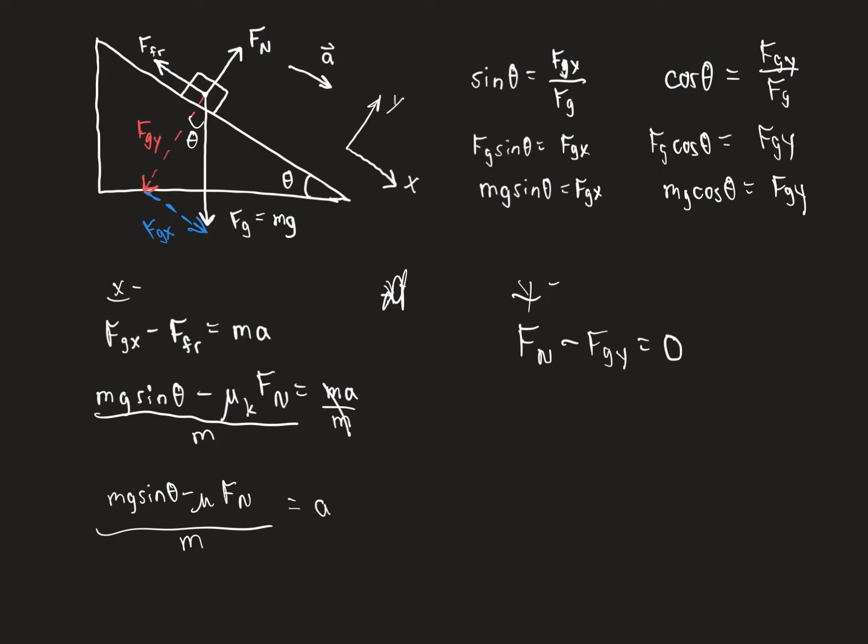So let's see what Fn is. Fn minus FGY. And what was FGY? mg cosine theta, equals 0. So Fn is equal to m times g times cosine theta. Fn minus mg cosine theta equals 0, so I add mg cosine theta to both sides, and that moves it over.